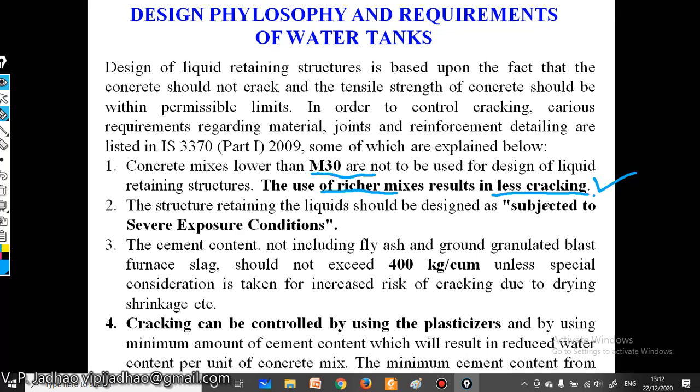At the same time, we know there are some exposure conditions given in IS 456:2000. Whenever we design a water tank, we will consider that the water tank structure is subjected to severe exposure condition. Based on that, we have to take the minimum grade of concrete, minimum cover requirement, and minimum or maximum cement content. The maximum cement content should not exceed 400 kg per cubic meter.